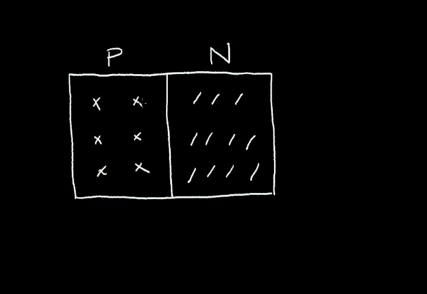Now we said that some of the holes would diffuse to the right and the electrons would diffuse to the left. And when that happened, we set up an E field at the junction. And this E field opposes further diffusion of carriers. So we said that we developed in the junction a depletion region that was depleted of carriers.